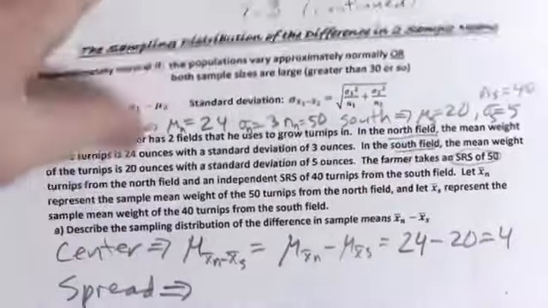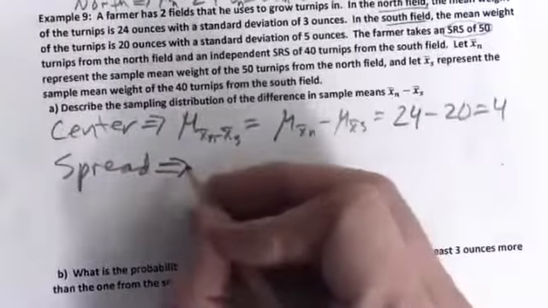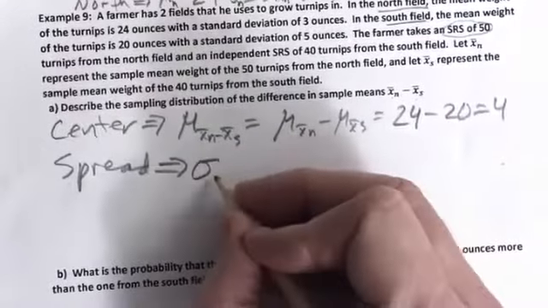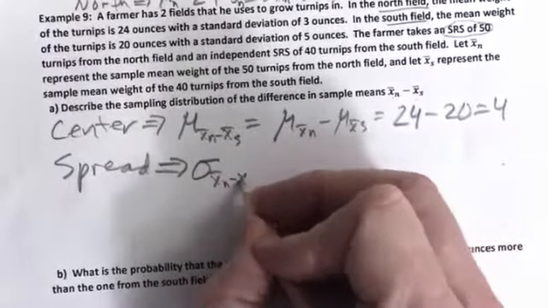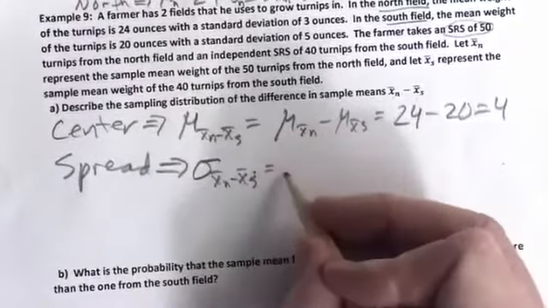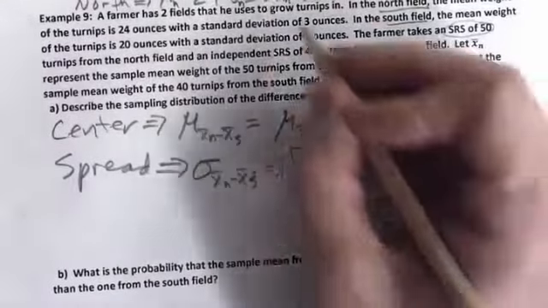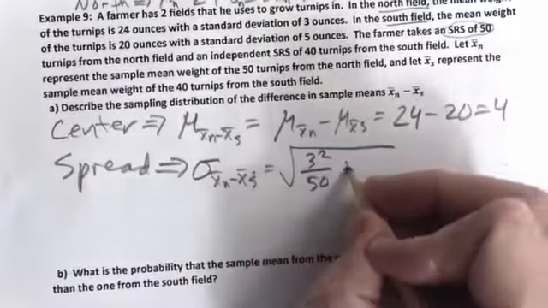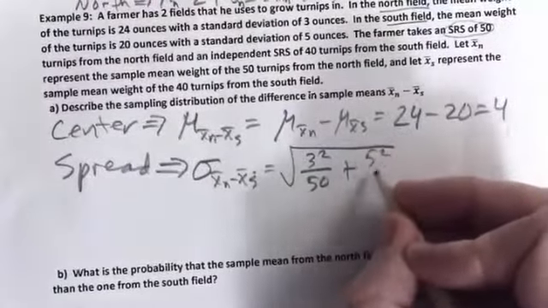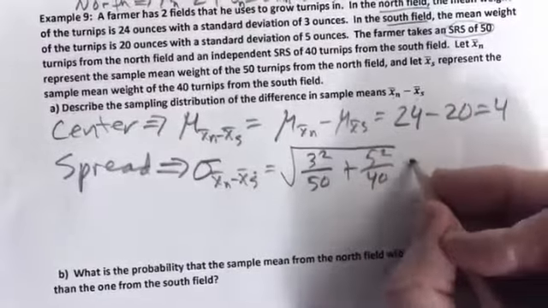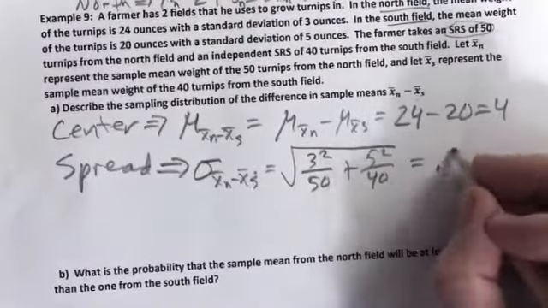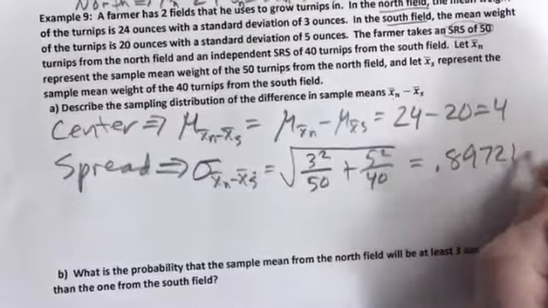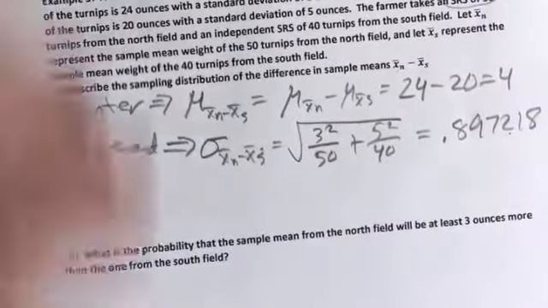So sigma of the difference, x bar sub n minus x bar sub s, is just going to be equal to the square root of 3 squared over the sample size, 50, plus 5 squared over 40. And so when you do that, you would get 0.897218, approximately like that.